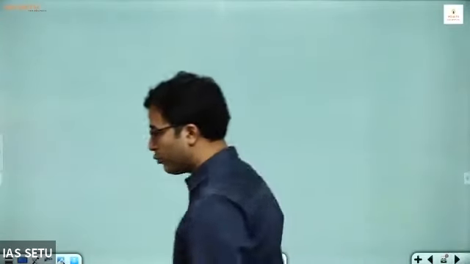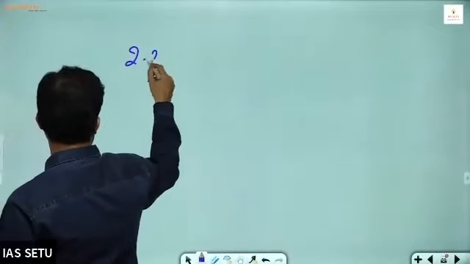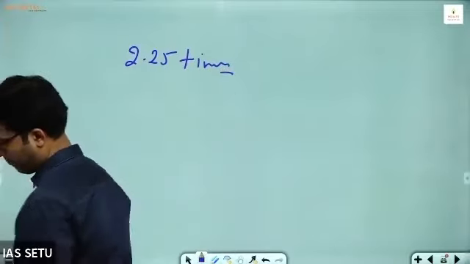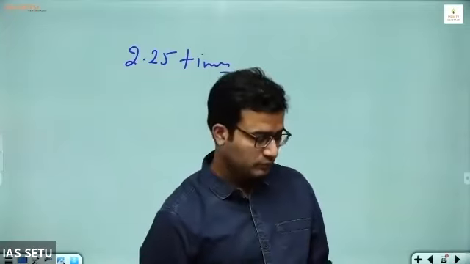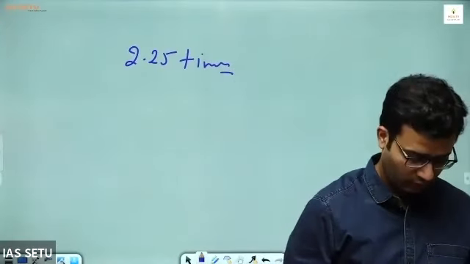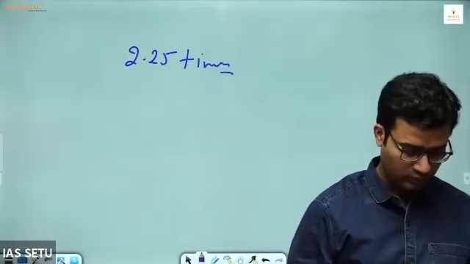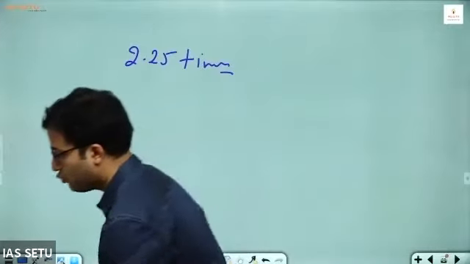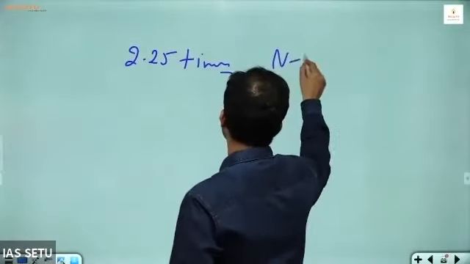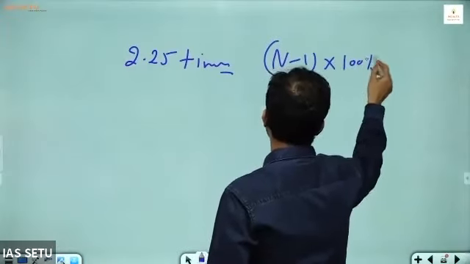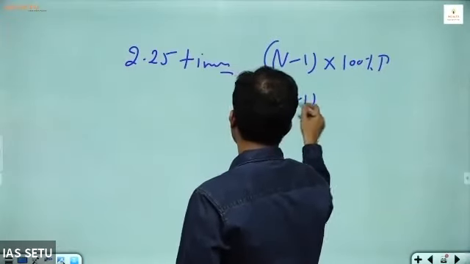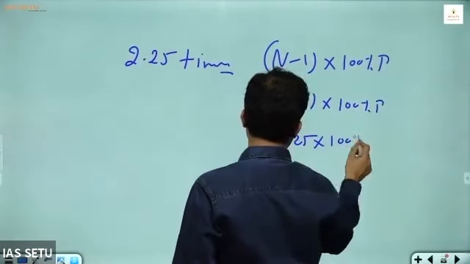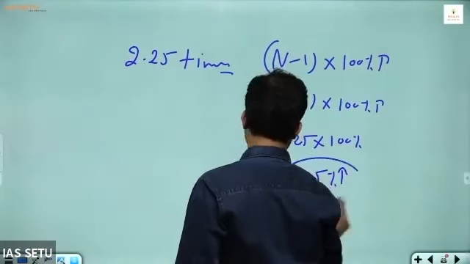If your salary becomes 2.25 times, how much percentage increase is there? So value of n is 2.25, n minus 1 into 100% increase. So this is 2.25 minus 1 into 100% increase, 1.25 into 100%. So it is 125% increase is there.